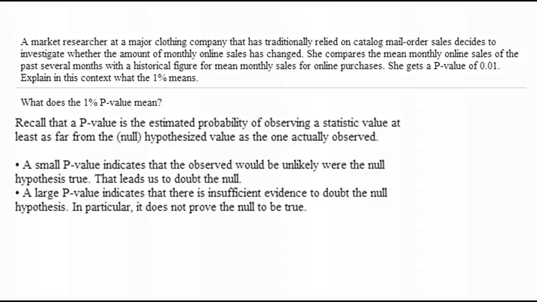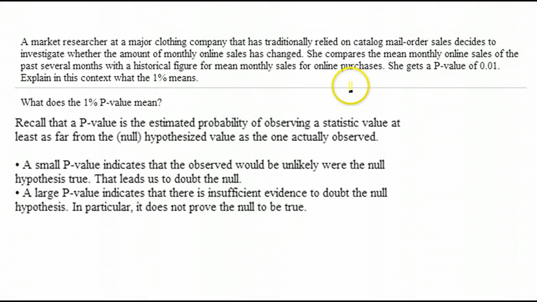Okay, so welcome to this question, and it reads: a market researcher at a major clothing company that has traditionally relied on catalog mail order decides to investigate whether the amount of monthly online sale has changed. She compares the mean monthly online sale of the past several months with a historical figure for mean monthly sales for online purchases. She gets a p-value of 0.01. Explain in this context what the 1% means.